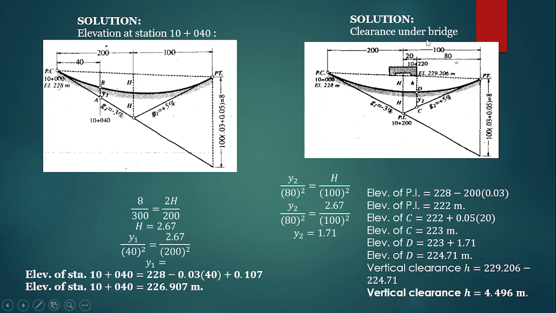So, dito clearance under bridge naman. Kinuha mo na yung Y2 na 1.71 yung value. So, minus yung P1 ay 222. Yung elevation of C is 223. Elevation of T is 224.71. Letter PI. Ito PI. Elevation C. Vertical clearance is 4.496 meters. Subtracting 229.206 minus 224.71.